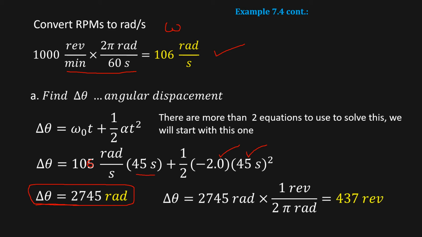And then we can convert rads to revolutions by using 1 revolution is equal to 2 pi rads, and we get 437 revolutions. So the wheel turned 437 times completely.